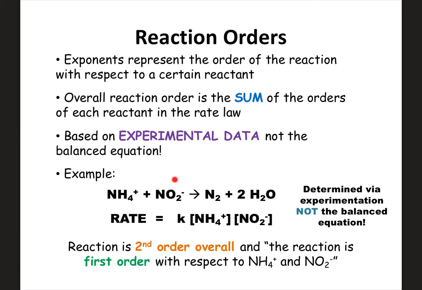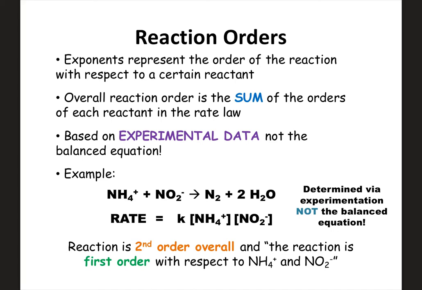So if I have this equation here, and I actually do an experiment and figure out the rate law for this equation, it is rate equals k times the concentration of NH4+ times the concentration of NO2-. Now, if you look at this, you can see that the reaction is 1-to-1 for them, and when you actually did the experimentation, you found that the orders of each of them were also 1. Their exponents are both 1. But that was not determined from the balanced equation. That was determined via experimentation.